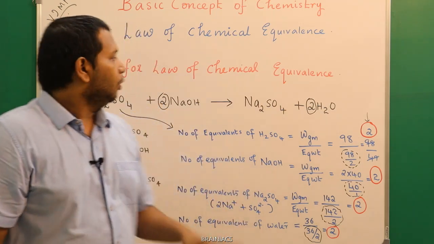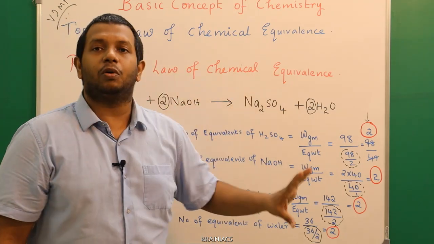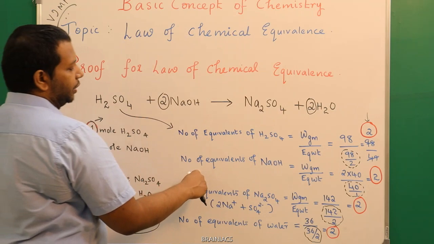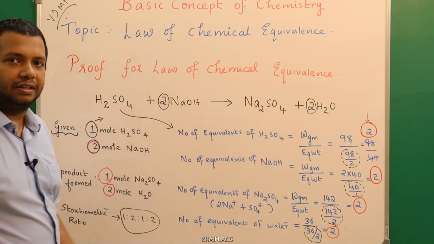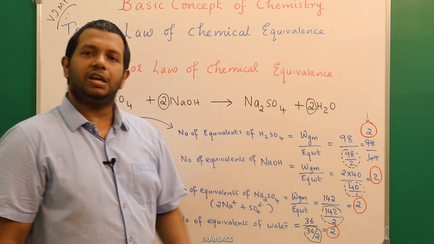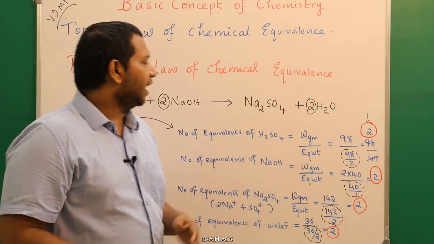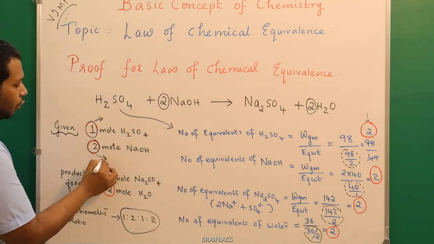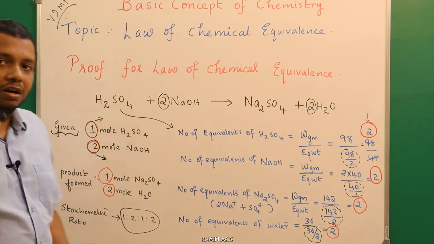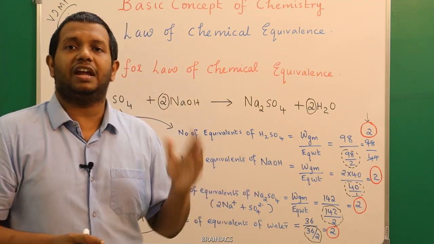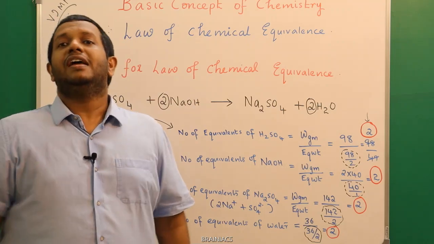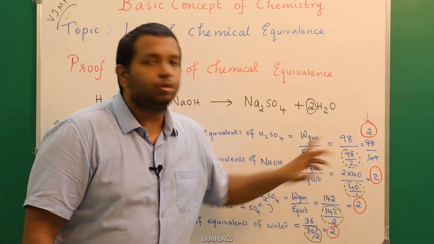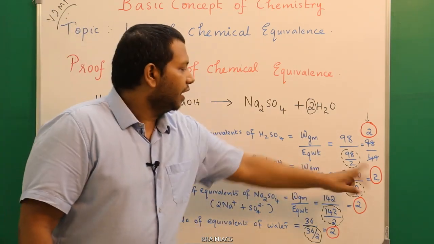Now what I need to prove is that the other reactant and the products formed also have the same number of equivalents. Now we will go to the number of equivalents of NaOH. It is weight in gram divided by equivalent weight, same formula. What is weight in gram? What is given to you is 2 moles of NaOH. 1 mole of NaOH has a mass equal to molecular weight. NaOH means 23 plus 16 plus 1, that is 40. So 2 moles means 2 into 40. That's why I have written 2 into 40, divided by equivalent weight.